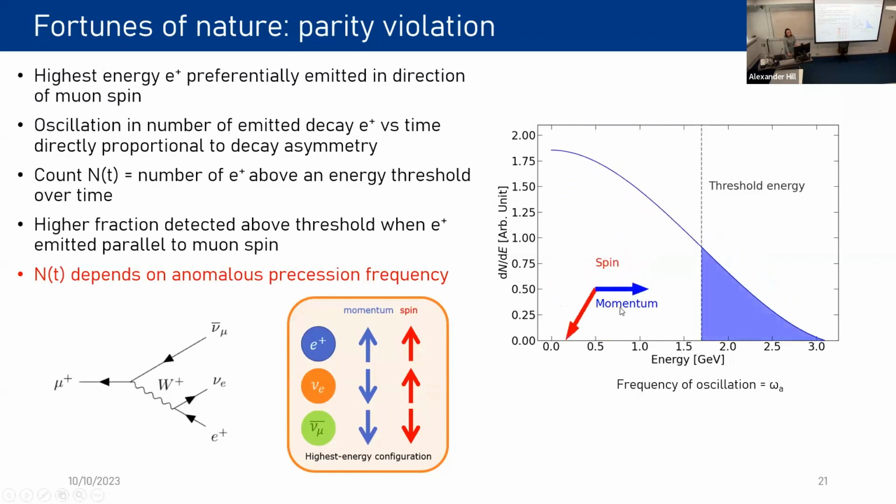So you can see that when the spin is pointing in the direction of the momentum, this part is higher, and when it's pointing away, this part is lower. So spin parallel to momentum, you get a high number here, spin anti-parallel to momentum, low number here. This is all because of parity violation, but it just means that just by counting the number of positrons above a given energy, we can measure an oscillation which is directly proportional to the anomaly frequency.